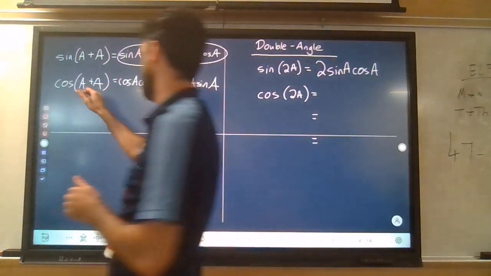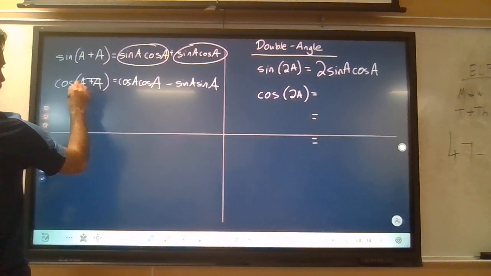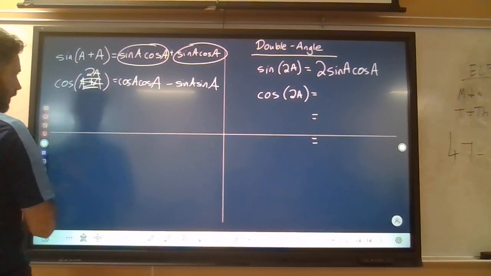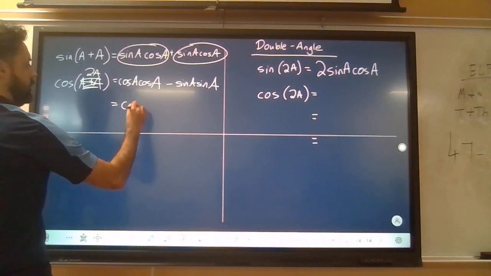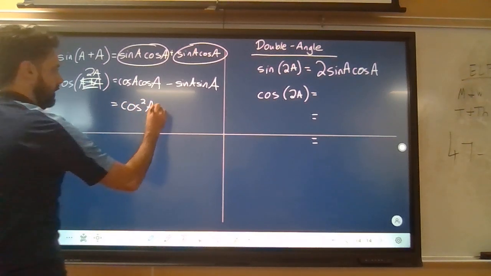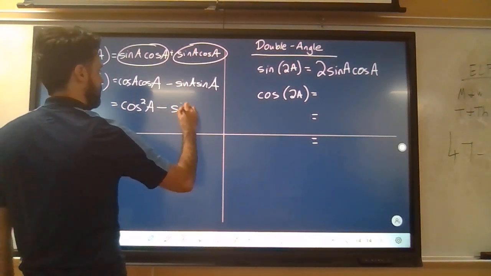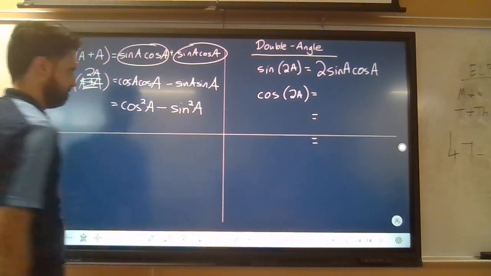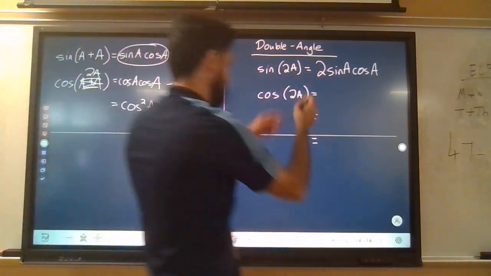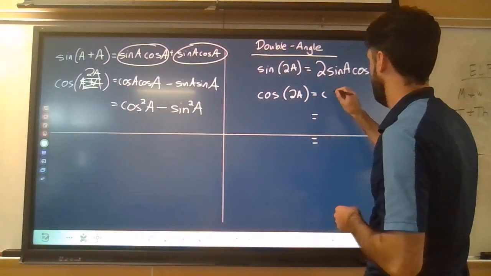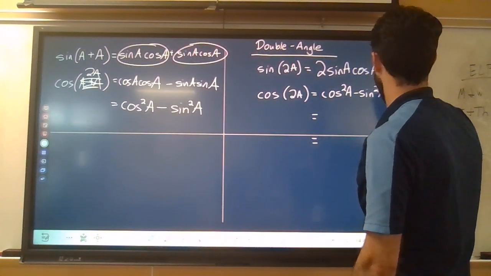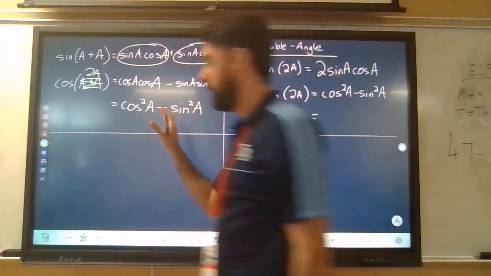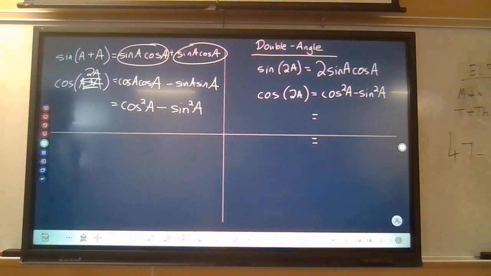With this one, same thing. This is going to become 2A. A plus A is 2A. Now I have cosine times cosine. Well, cosine times cosine is called cosine squared of A. Minus sine times sine is sine squared of A. And so this is our first double angle formula. Cosine squared minus sine squared.